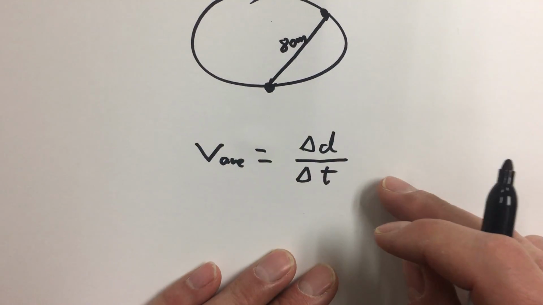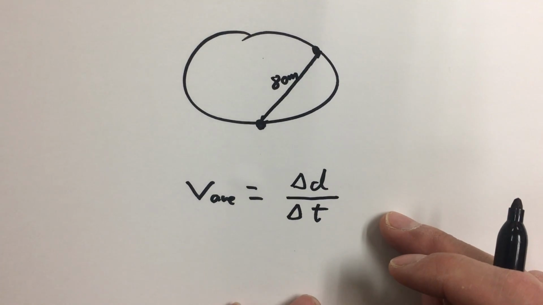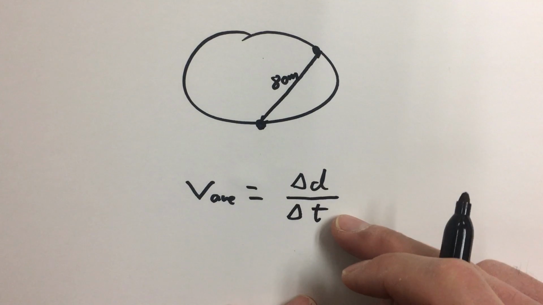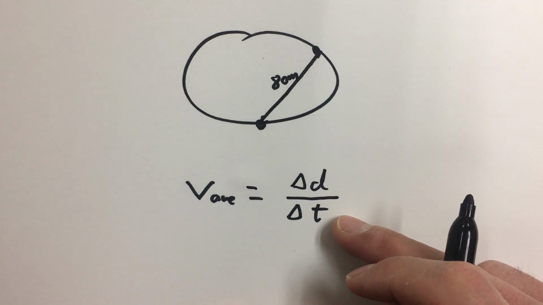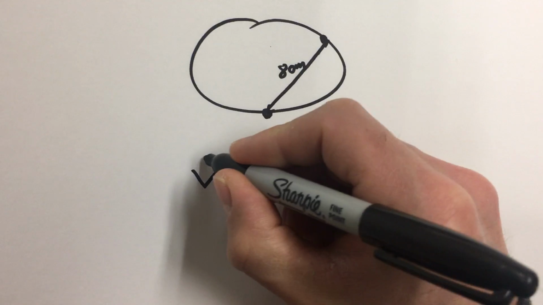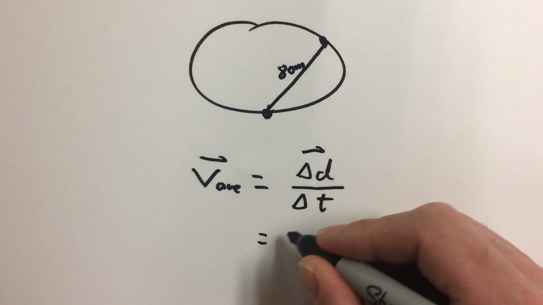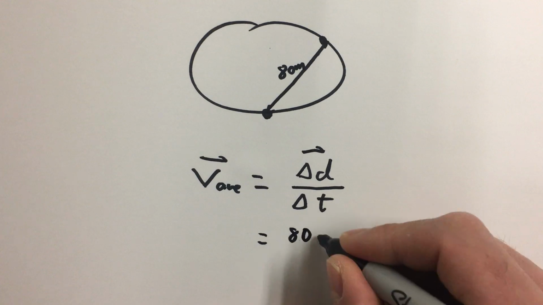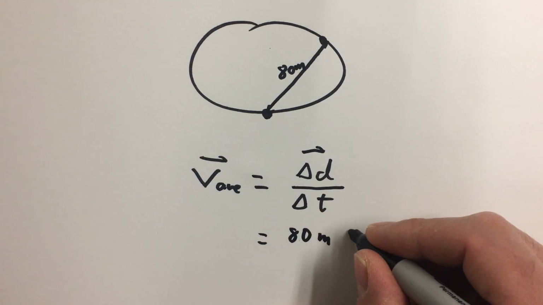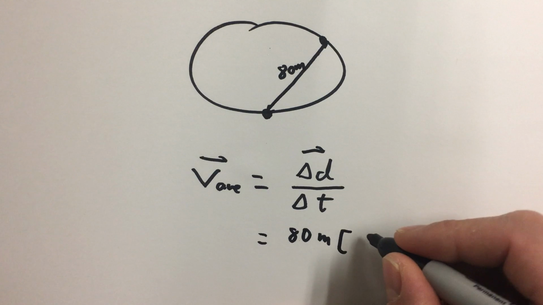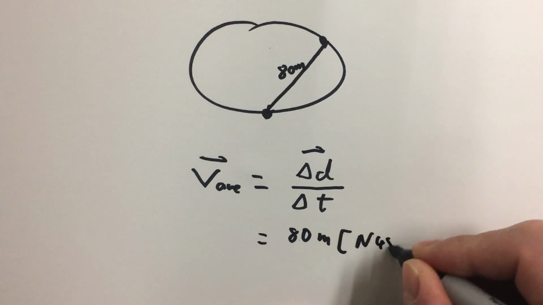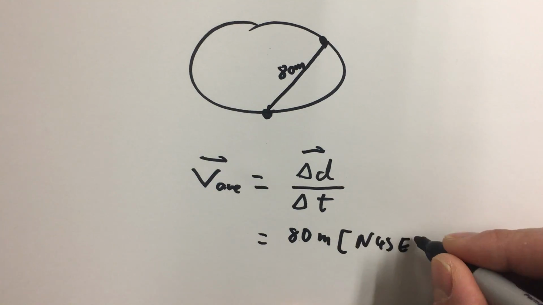Your average velocity we define as the change in position divided by the amount of time that took. Now, all of these are vectors, meaning we must specify a direction. Our change in position was 80 meters, and remember that was north 45 degrees east.